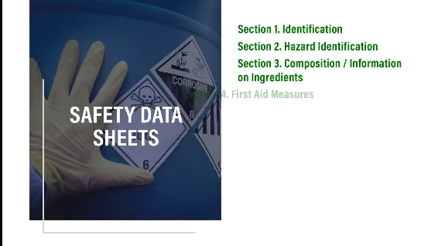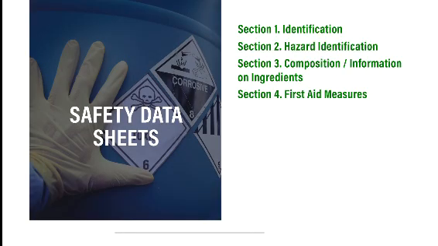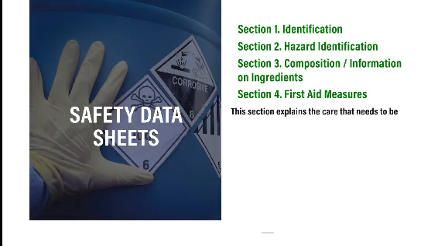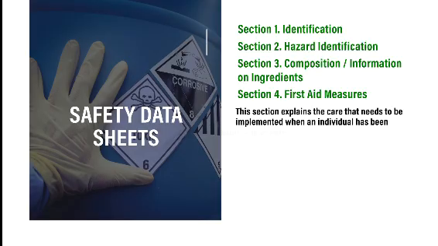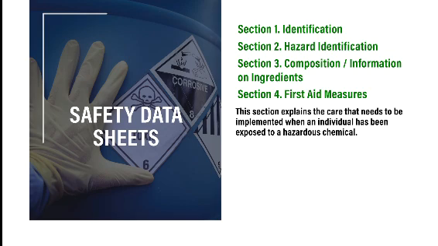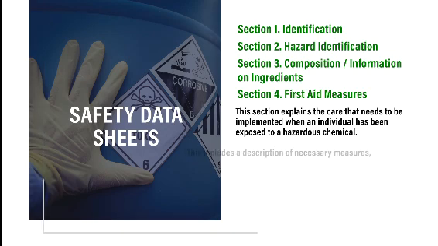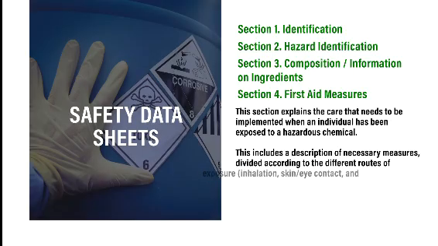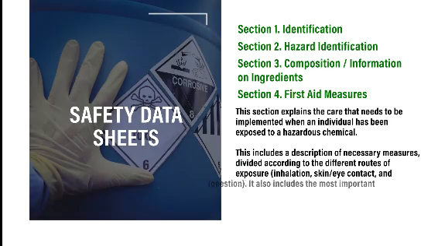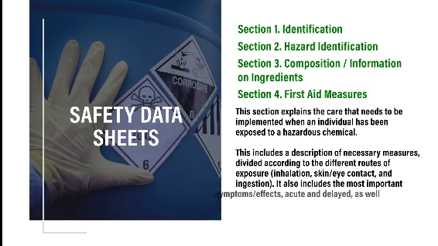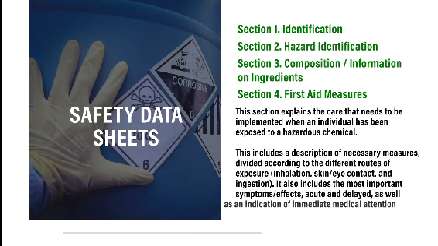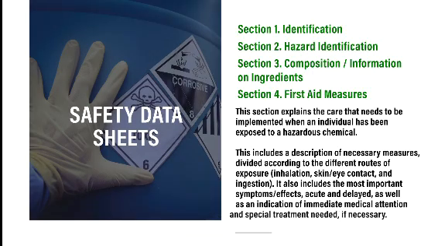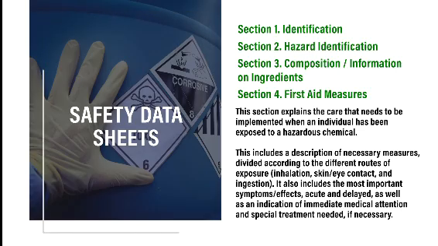Section 4 of the safety data sheet pertains to first aid measures. This section explains the care that needs to be implemented when an individual has been exposed to a hazardous chemical. This includes a description of necessary measures, divided according to the different routes of exposure: inhalation, skin or eye contact, and ingestion. It also includes the most important symptoms or effects, acute and delayed, as well as an indication of immediate medical attention and special treatment needed.